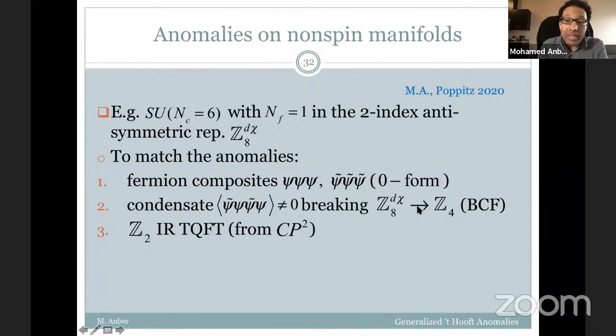But turning on the BCF fluxes on a non-spin manifold tells you something extra. In fact, doing the computation on a non-spin manifold tells you that there is an extra Z2 phase that has to be matched by an IR emergent topological quantum field theory. So this basically is telling you that with turning on these BCF fluxes on non-spin manifold, your composite fermions have to be accompanied by extra stuff in the IR.